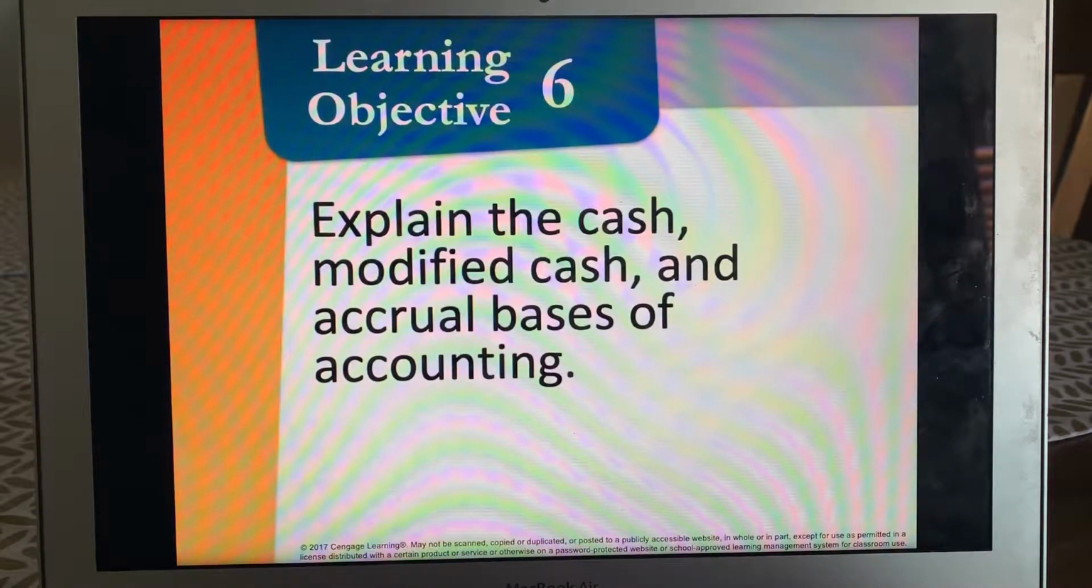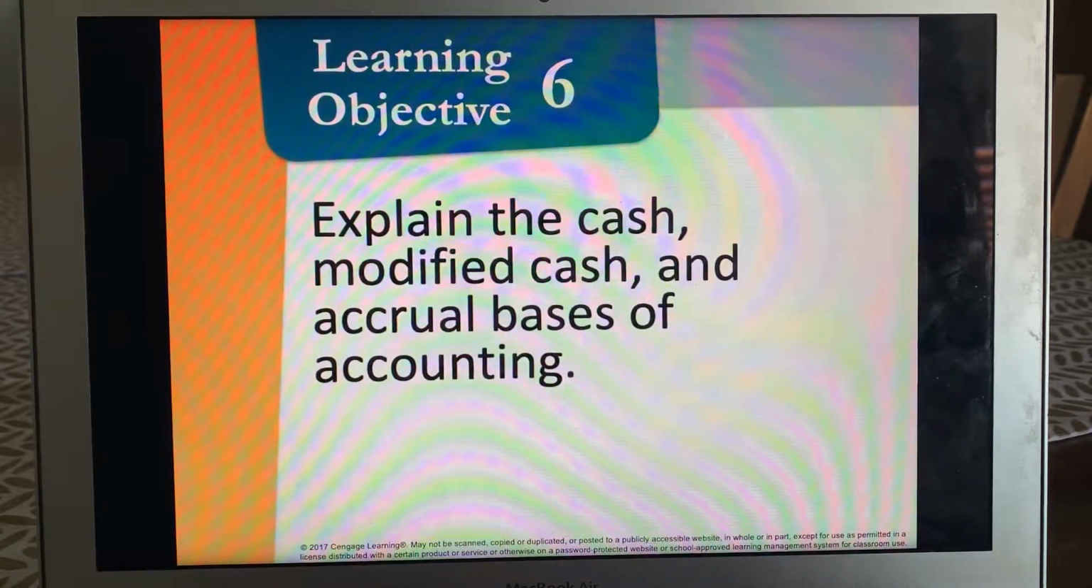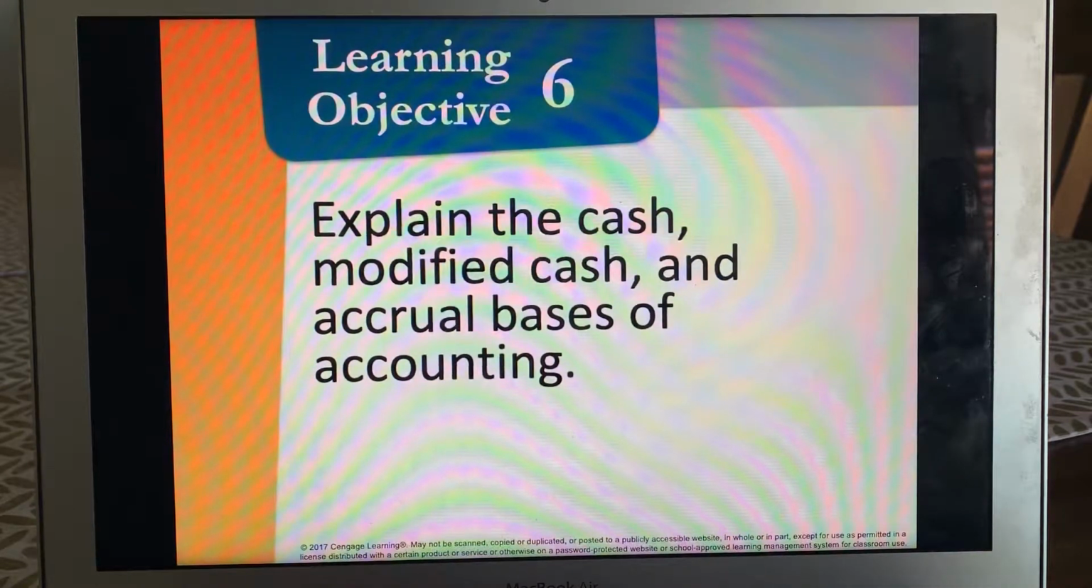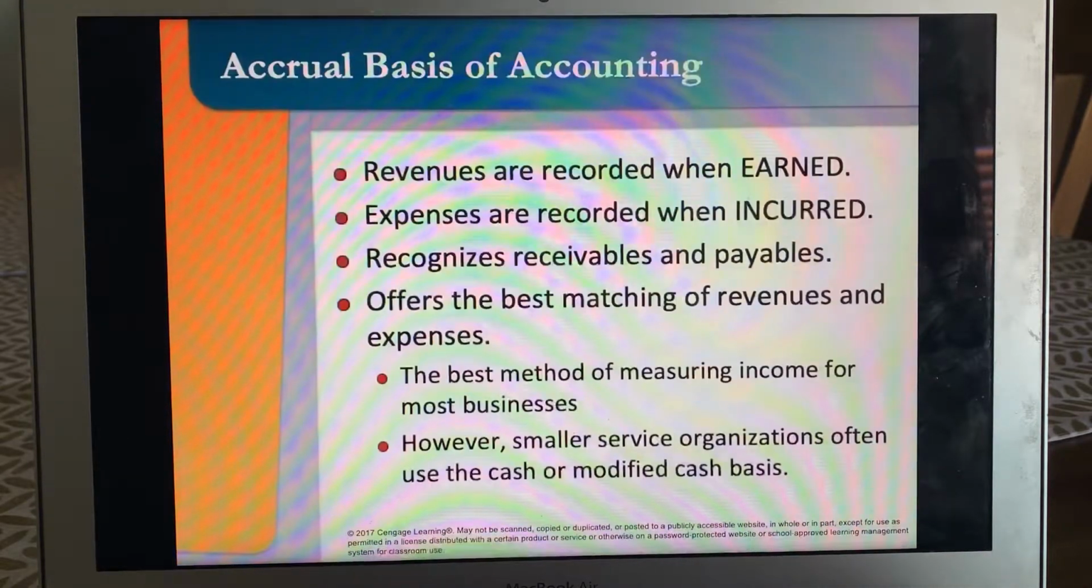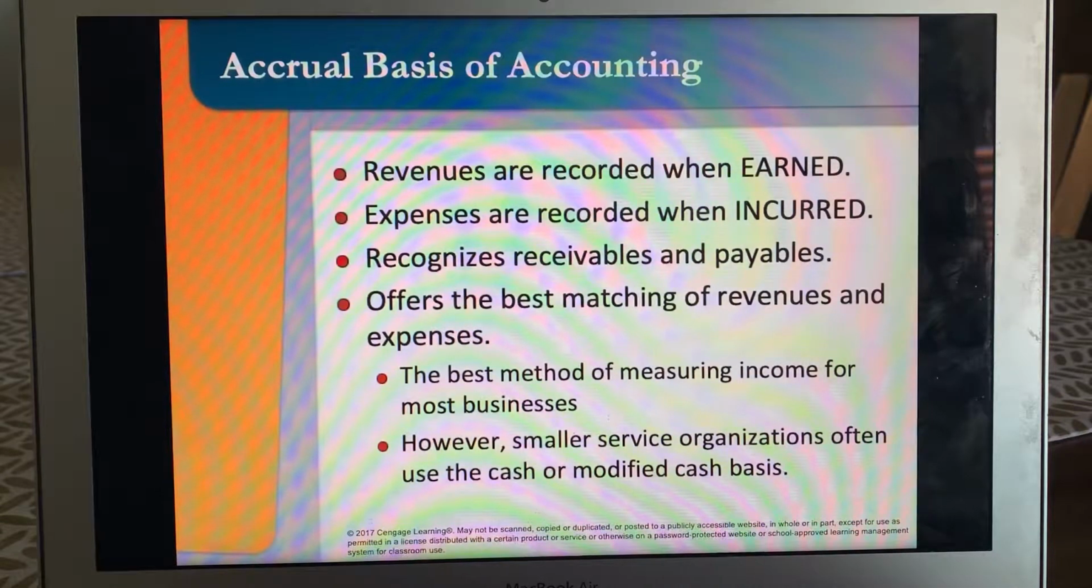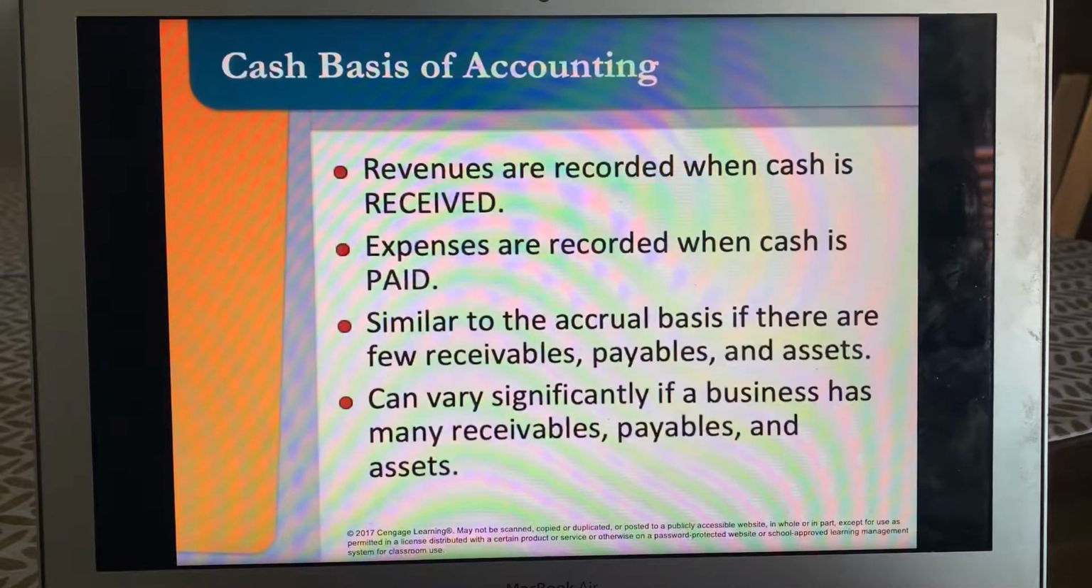Explain the cash, modified cash, and accrual basis of accounting. Under the accrual basis, revenues are recorded when earned. Expenses are recorded when incurred. It recognizes receivables and payables and offers the best matching of revenues and expenses. The best method of measuring income for most businesses. However, smaller service organizations often use the cash or modified cash basis.